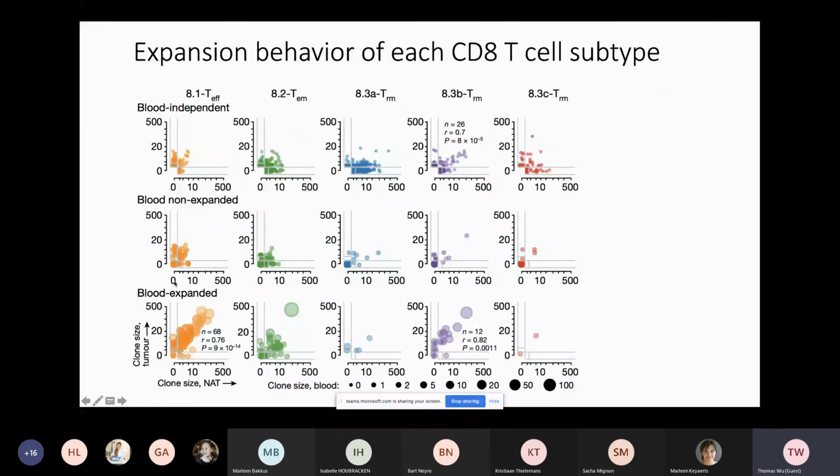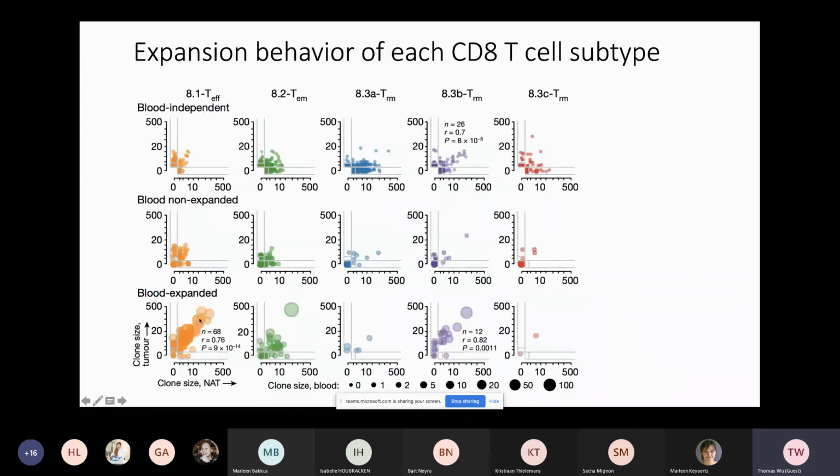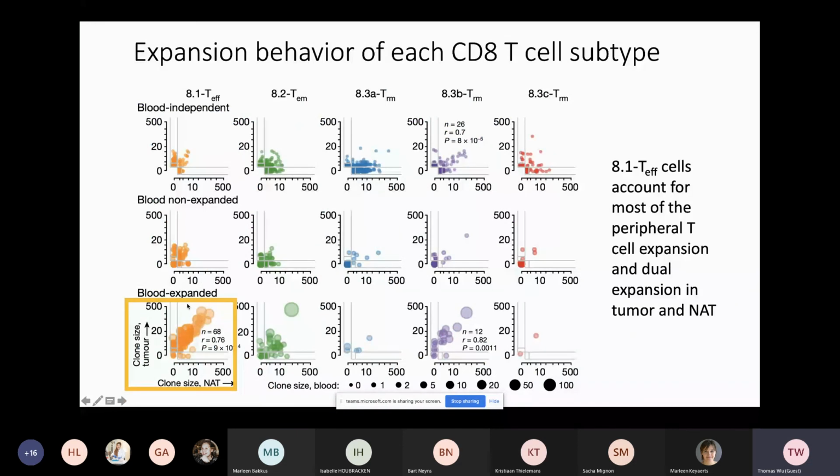And we look at the CD8 cells and we look at the samples with blood. Previously, I showed only the samples in just the tissue. This now includes the blood, again, with the clone size indicated by the blood expansion indicated by the size of the dot. You can say that really it's this category here. This 8.1 effector T cells accounts for the expansion in blood as well as the dual expansion in tissue.